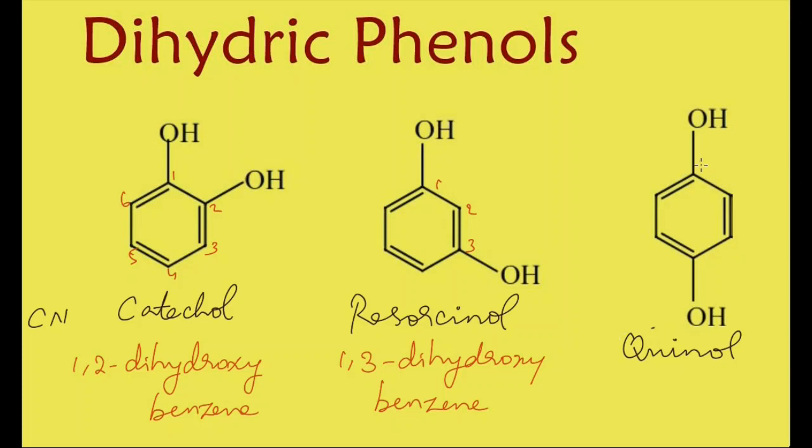For quinol, 1, 2, 3, 4th position. The OH groups are attached in the first and fourth position. So 1,4 dihydroxy benzene is the IUPAC name for quinol. So the IUPAC name for catechol is 1,2 dihydroxy benzene, for resorcinol is 1,3 dihydroxy benzene, and for quinol is 1,4 dihydroxy benzene.